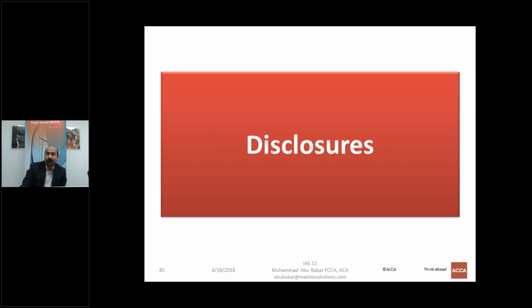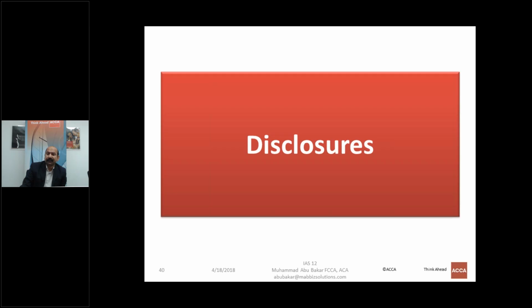Further, disclose the aggregate current and deferred tax relating to items recognized directly in equity, tax relating to each component of other comprehensive income, and an explanation of the relationship between tax expense and the tax that would be expected by applying the current tax rate to accounting profit or loss. And then changes in tax rate need to be disclosed, along with amounts and other details of deductible temporary differences, unused tax losses, and unused tax credits.